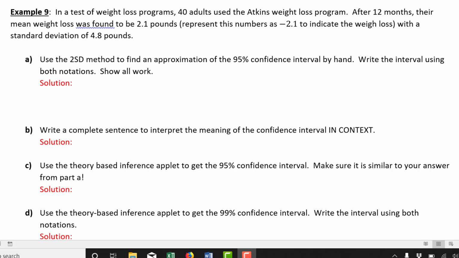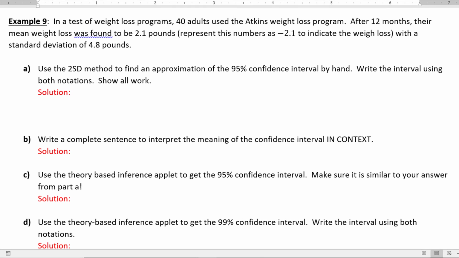So before I dive into the questions in the problem, let's just make sure we can sort out everything that's been given to us. So first of all, I note that 40 is the sample size, n. We're going to call negative 2.1 the sample mean. So that's the mean from our sample, it's the x bar. And the standard deviation from our sample was 4.8. So that's s.